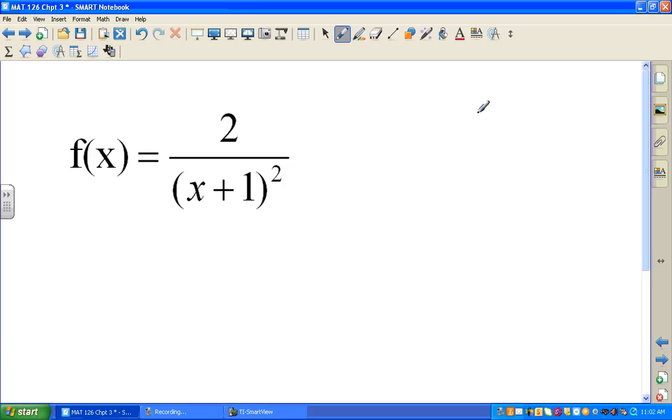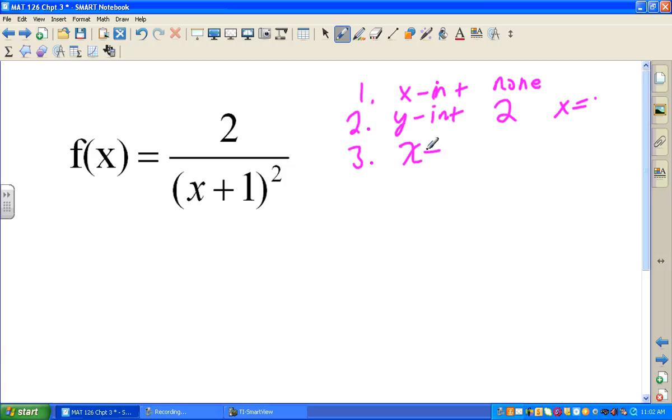Nicole, what's the x-intercept? X-intercept, none. Y-intercept? Yeah, it would be 2. You put x equals 0 in. What's the domain? Is there any restrictions? X cannot equal negative 1. Is it going to be a horizontal or oblique asymptote?